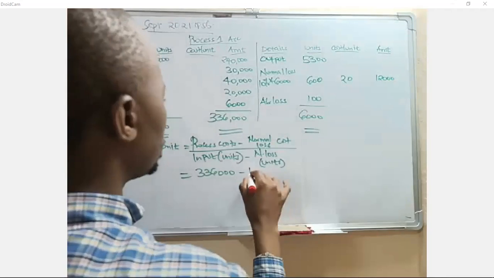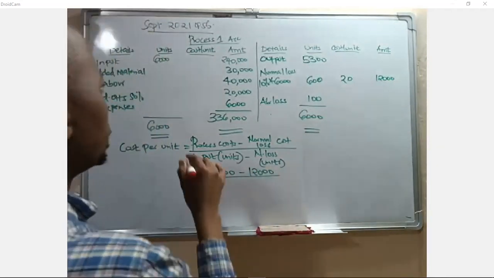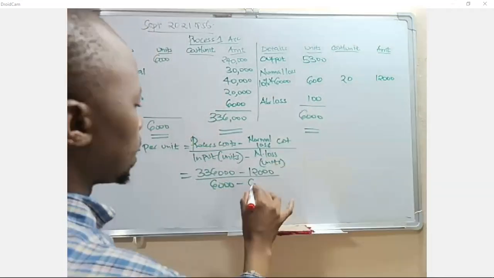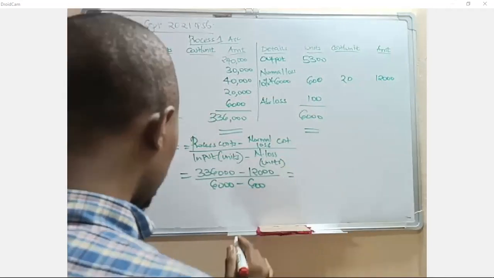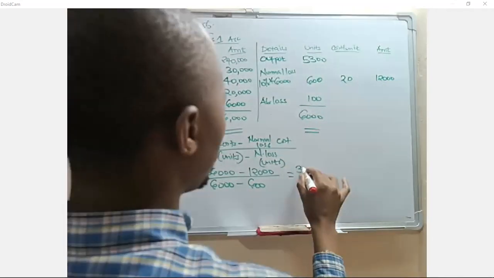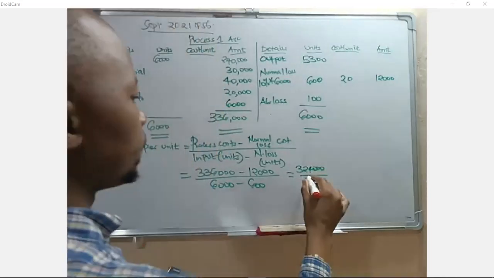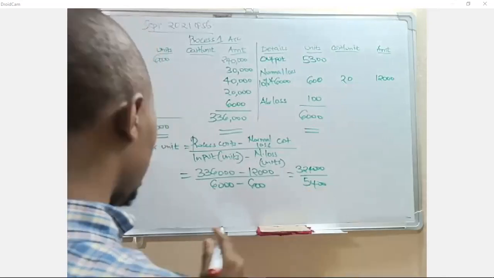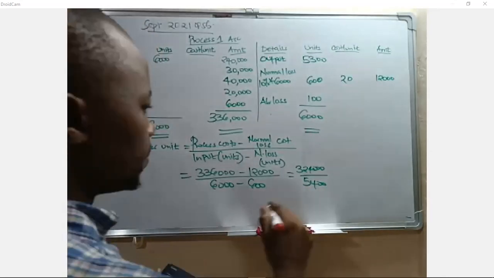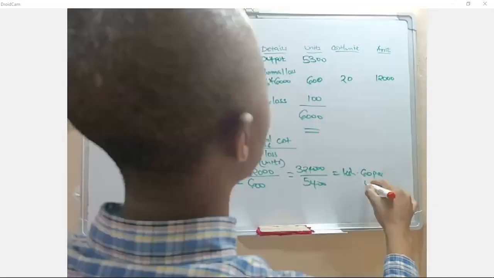You are being given 12,000, which you have already calculated. The inputs are 6,000 units. The normal loss units are 600. So how much is this? 336 minus 12, you get 324,000. We divide by 5,400, and let me divide, and I'm getting Kenya shillings 60 per unit.